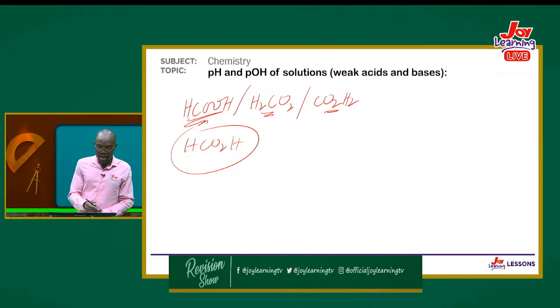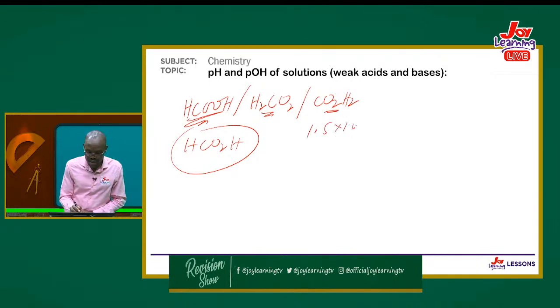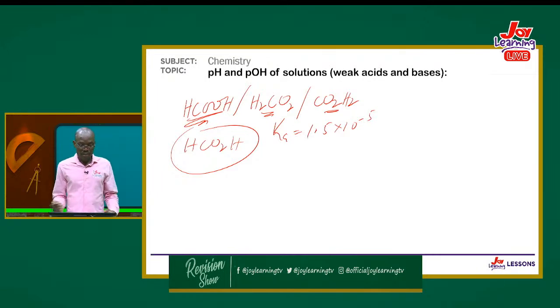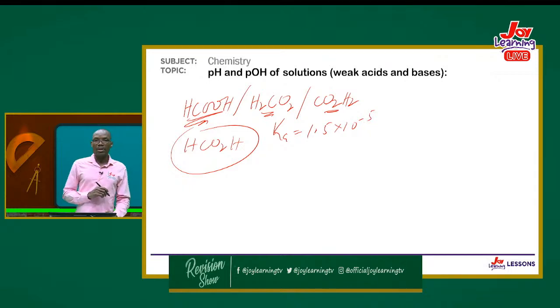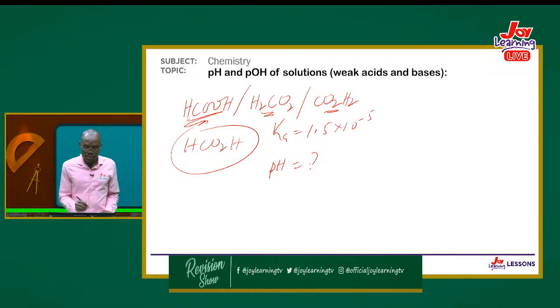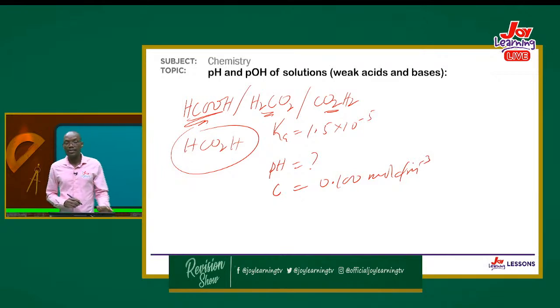So let's say that the acid dissociation constant for methanoic acid is 1.5 times 10 power negative 5. So that is Ka. It's a constant to be given to you in the question. Now, what do we want to calculate? Tell us what we want to calculate. We want to calculate pH, okay? So we are looking for pH. If we are looking for pH, the initial concentration will be 0.100 mole per dm cubed. Okay, so what do we have? We have been given the Ka value, we have been given the concentration of the acid.